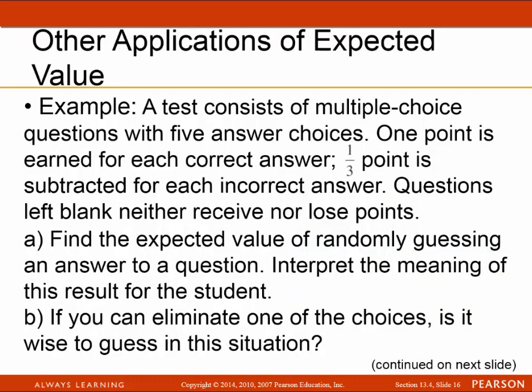So here's another example. A test consists of multiple choice questions with 5 answer choices. 1 point is earned for each correct answer. 1/3 point is subtracted for each incorrect answer. Now, questions that are left blank don't get points, don't lose points. So the first thing is to find the expected value of randomly guessing an answer to a question. And then we're going to see what this means for a student. And then if you can eliminate one of the choices, is it wise to guess in this situation?